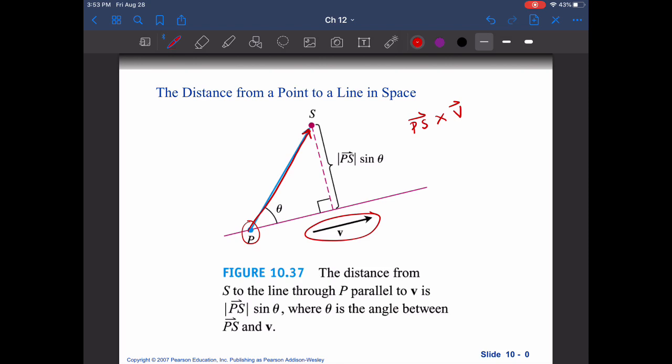So if I look at the vector PS, I'll see that it has two components. First component is here, and the second component is here. Now, this component is parallel to v, so when we do the cross product, it's going to go away. That means we're ultimately multiplying this vertical component times v, all right? So that's a good starting point.